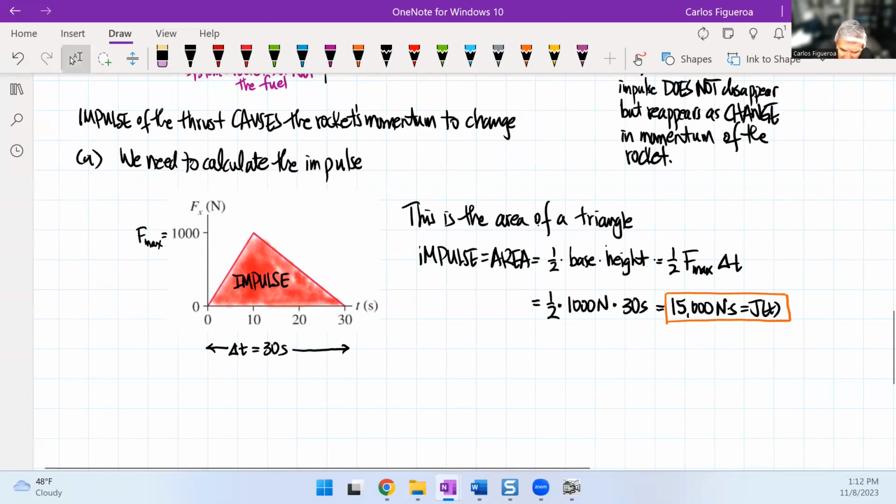Now, we should actually look at this a little bit more carefully here. So what I want to do is copy this guy because I want to use this again.